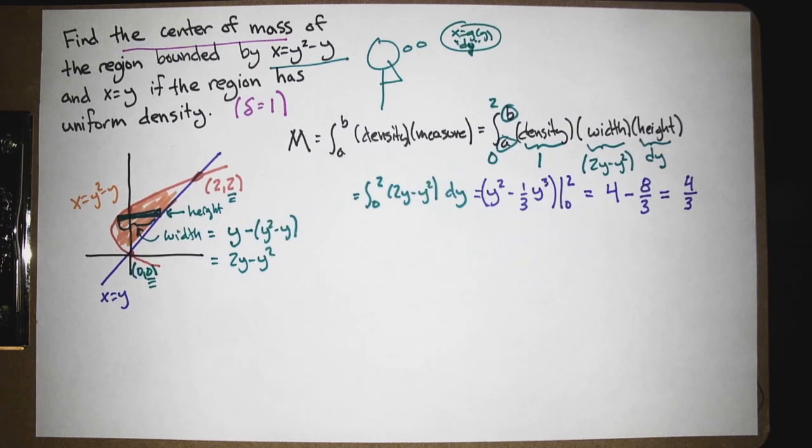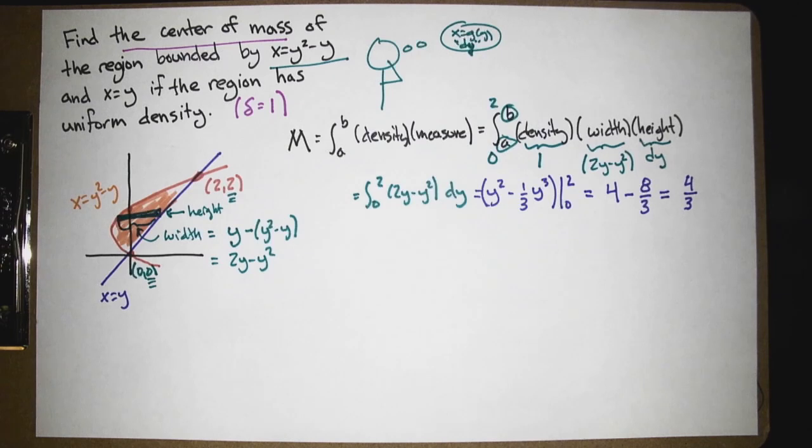Area. It's the area of the shape. So when you think of mass, it's like density times area. Since it's uniform density, then it just becomes literally, and density is 1, mass is area. Okay, so next up, a moment.